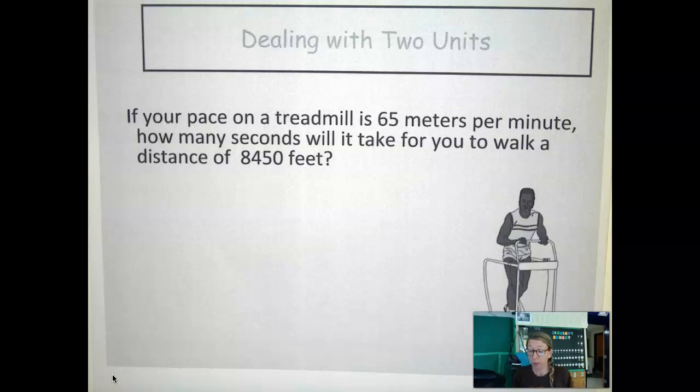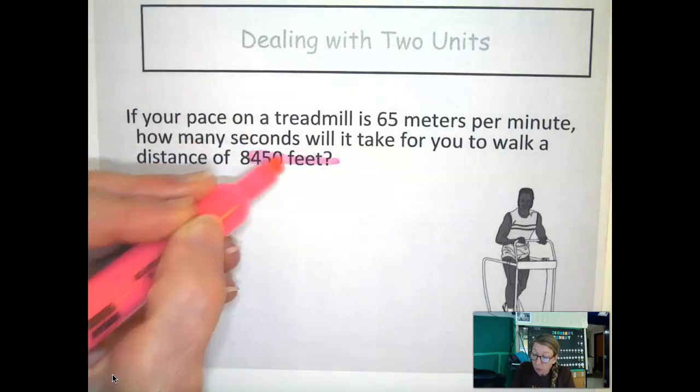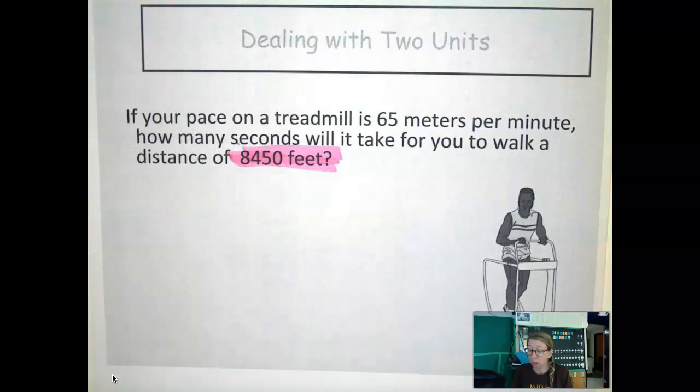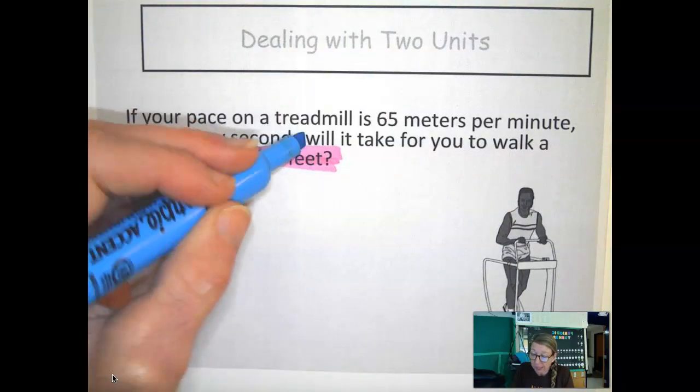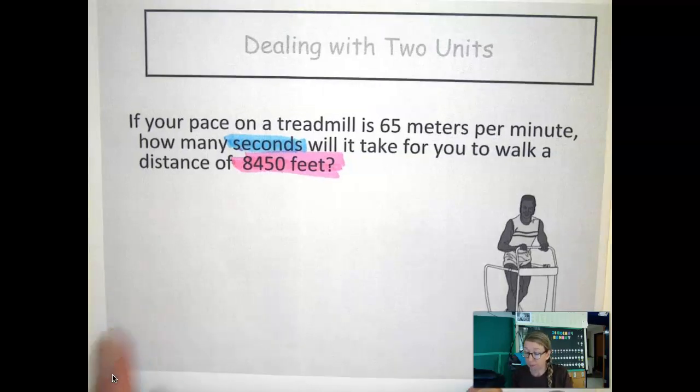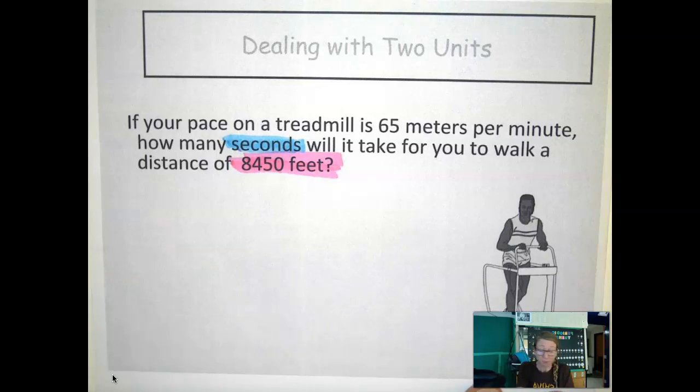If your pace on a treadmill is 65 meters per minute, let's remember that. How many seconds will it take you to walk a distance of 8,450 feet? Well, here we have our original quantity. It's some number that we are given, and we want to go to a desired unit of seconds. Now, seconds and feet, they are not quite the same. We're not measuring the same quantity, but we're going to look in this problem and see how we can deal with this. So let's go with the first step.